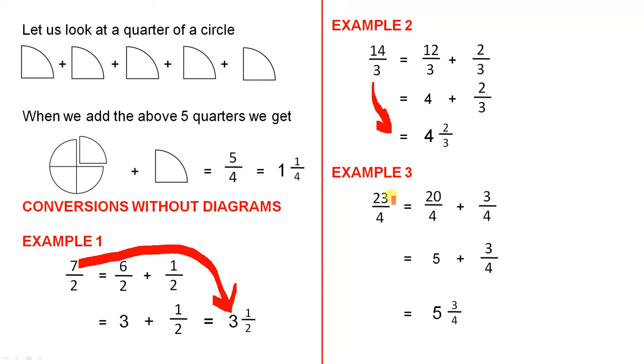Example 3, 23 over 4. Well, that's 20 over 4 plus 3 over 4, because 20 plus 3 is 23. 4 into 20 goes 5, that goes in evenly, and you've still got the 3/4 there. So 5 plus 3/4 is 5 3/4. So 23 over 4 is 5 3/4.